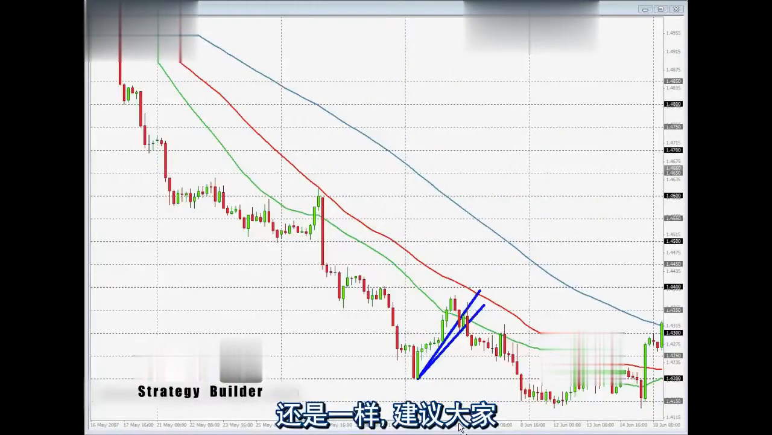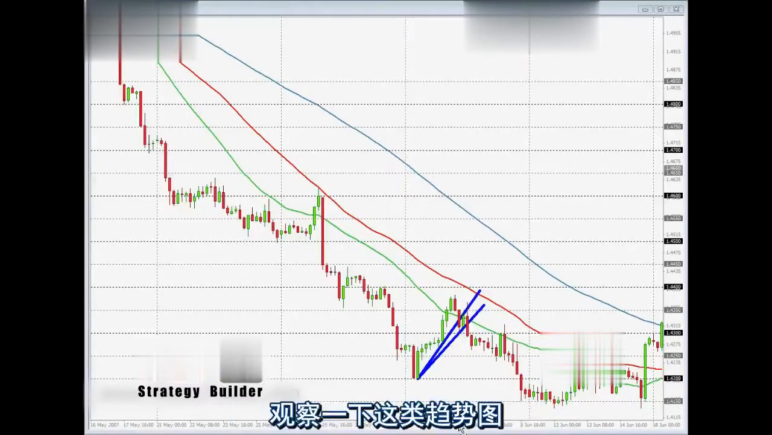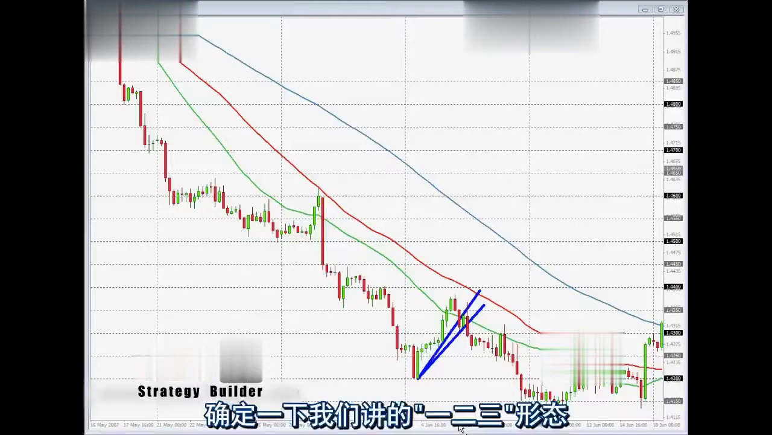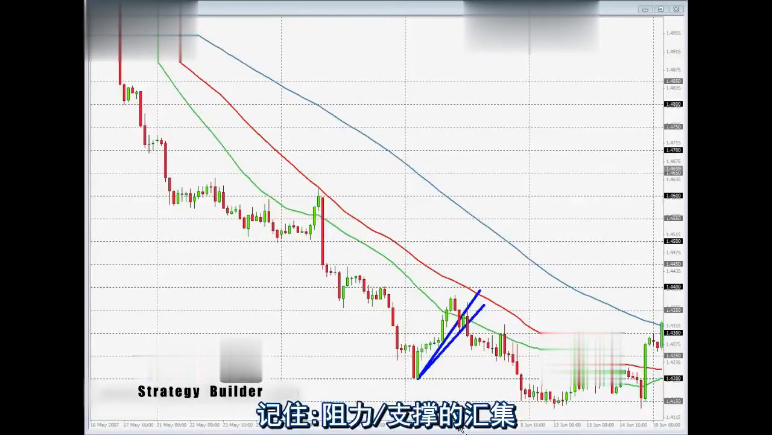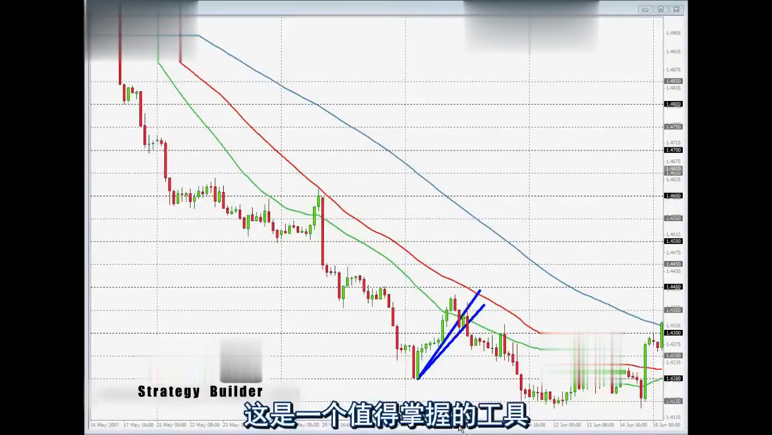As usual, I recommend you now scroll back in your charts, try to find those trending scenarios, those 1, 2, 3 formations at areas of confluence of support and resistance around the dynamic area, always in the direction of the main trend, and check it out by yourself. Train your eyes, get accustomed to them, because they work. I use them very often in my daily trading, and they can become a very, very useful tool in your arsenal.